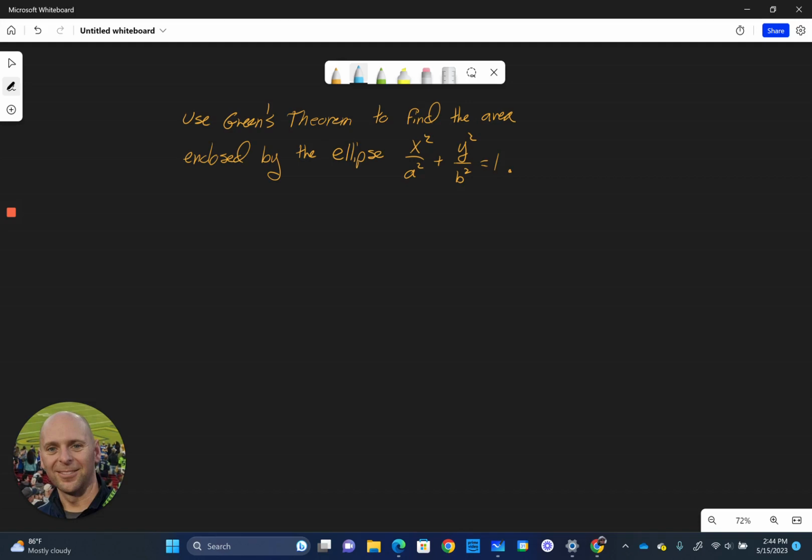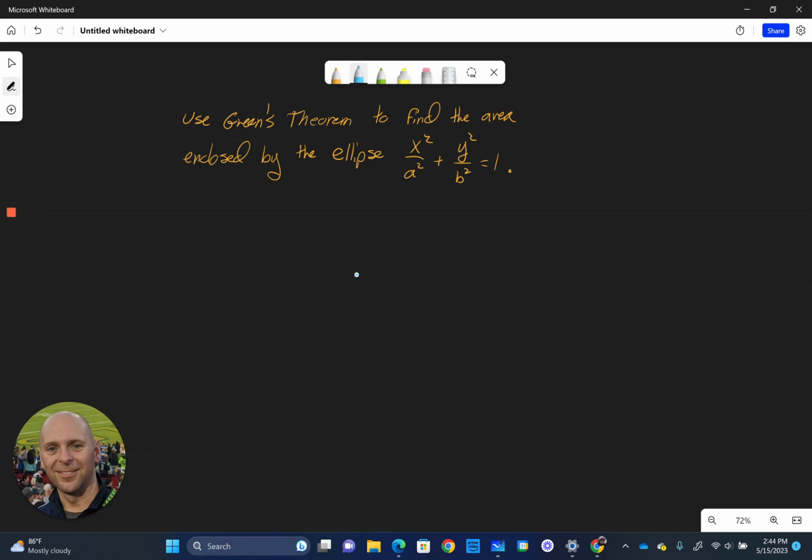We can use Green's theorem in different ways to help us find different quantities. So in this case, we're going to use Green's theorem to find the area enclosed by an ellipse. And here it's the boundary of the ellipse then that will represent our curve C. This is really an example of running Green's theorem in reverse.